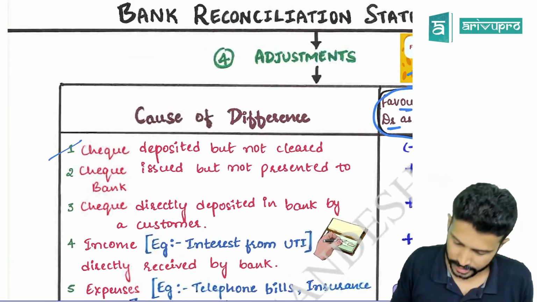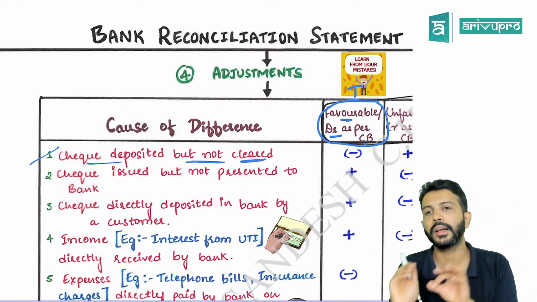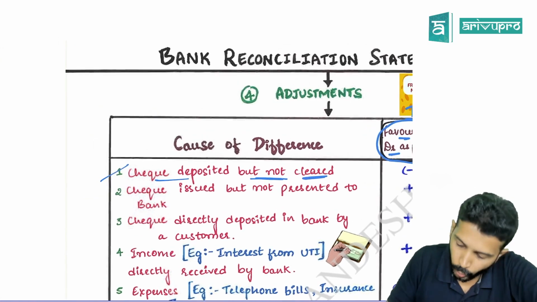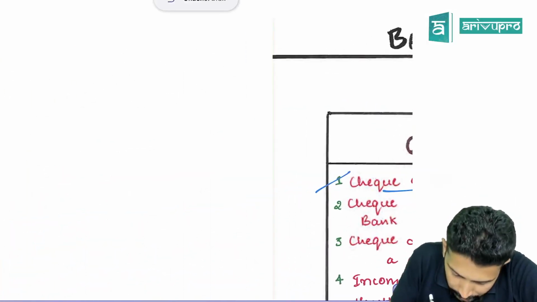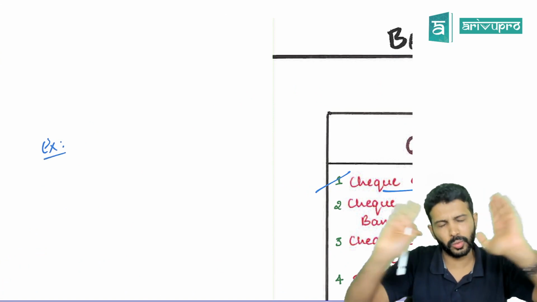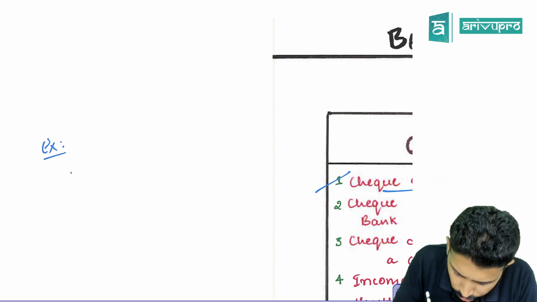First difference. Check deposited but not cleared. Okay. What is my starting point, sir? Cash. Okay. We'll go example by example. Observe. There's no need to write. Just only focus. We have anyway 20 problems. Same thing will come. Just complete attention is good enough.